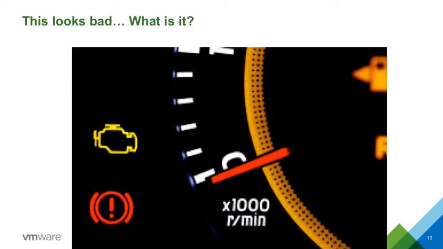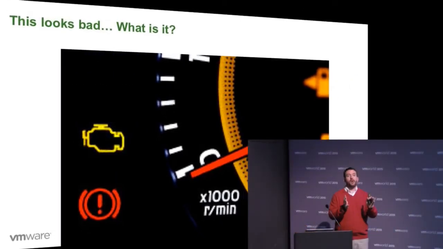Now, you might see something like a check engine light, or maybe some sort of red exclamation point. I don't really know what that means, but it's telling me that there's definitely a problem. The dashboard of my car is very interactive. It wants me to know that, hey, I really need to take a look at something.